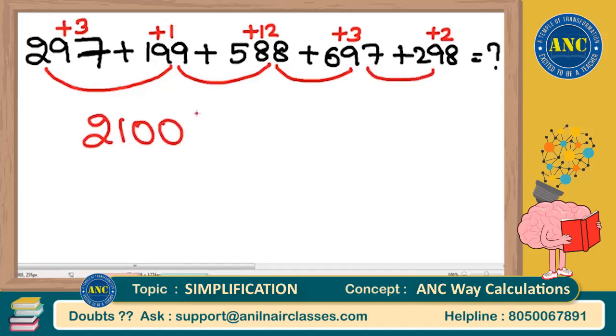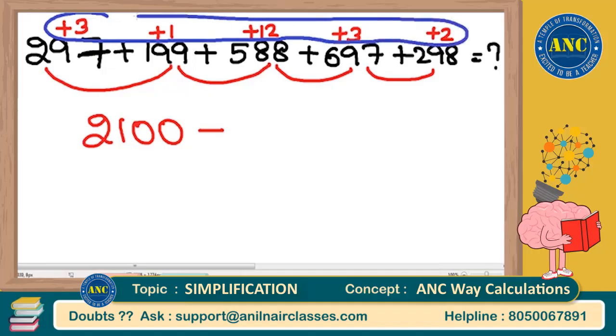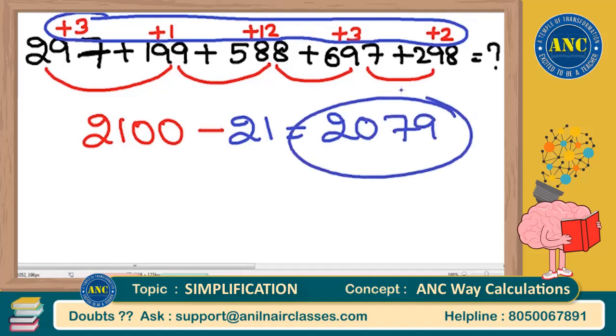But I added so many extra things. To compensate, I need to subtract. 3 plus 1, 4, 4 plus 12, 16, 16 plus 2, 19, 19 plus 2 is 21. I added 21, remove the 21. 2079. One classical example to show you how to distribute things. How to distribute things is what I want to teach you from this easy question.